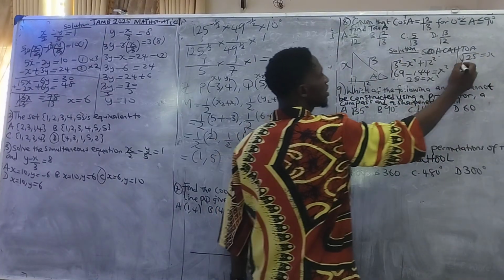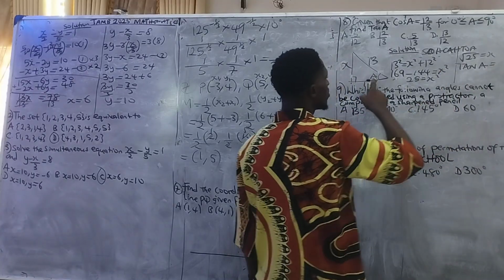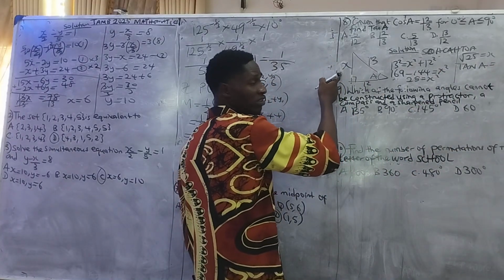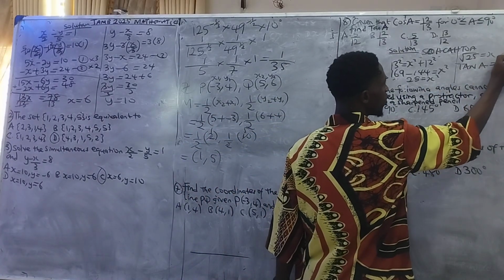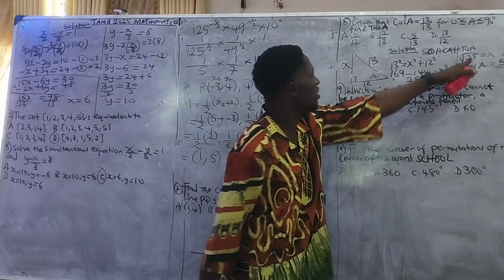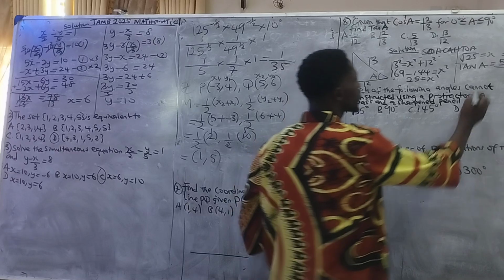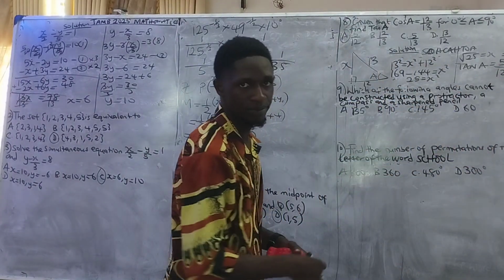And you are told to find tan A. What is tan? Tan is opposite over adjacent. Our opposite is where this angle is facing, which is 5. Remember that the square root of 25 is 5. So x is 5, which is 5 over adjacent. Adjacent is down here, which is 12. So the answer is 5 over 12, option A.